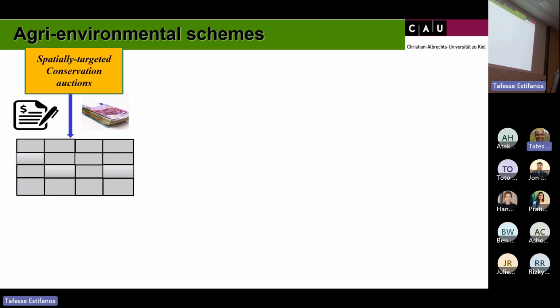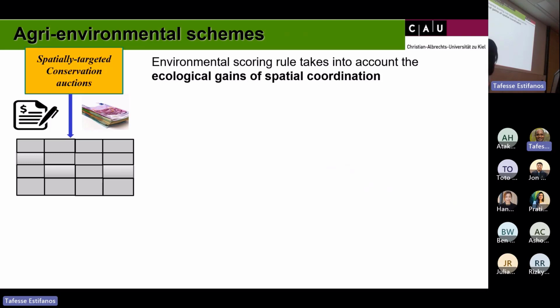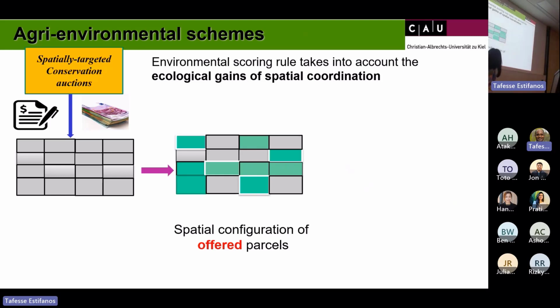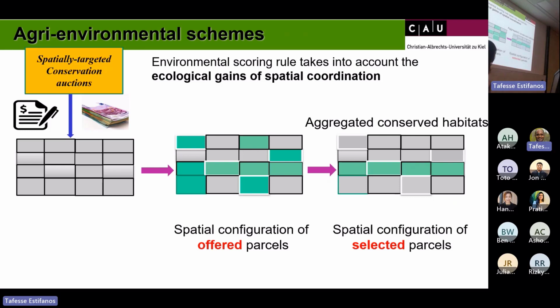So with these auctions now, the auction will rank the bids according to an environmental scoring rule which captures the ecological gains of spatial coordination in the selection process. So they assume that we have this spatial configuration of offered parcels. Now with environmental scoring rules which incorporate a spatial coordination component, the literature suggests that we end up with more aggregated conserved habitat. So you can see we achieve more contiguity of conserved farmland.